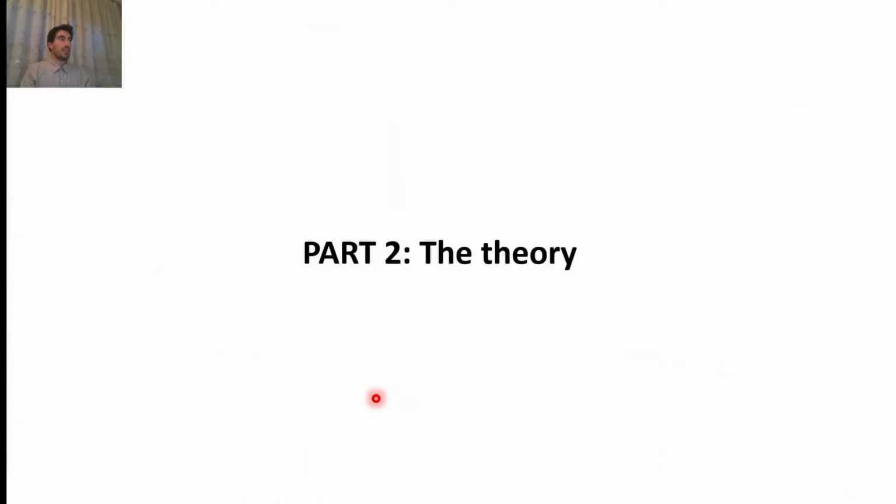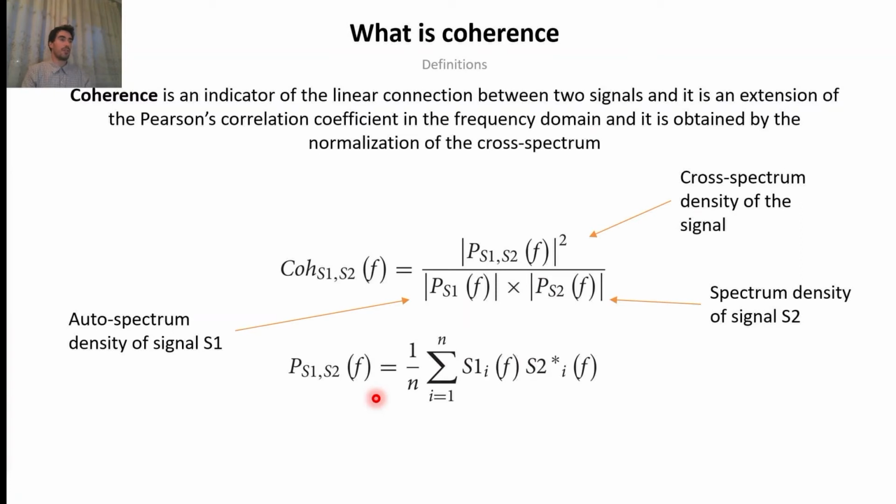So let's dive a little bit into the theory of it. What is coherence? Coherence is an indicator of the linear connection between two signals, and it is an extension of the Pearson's correlation coefficient in the frequency domain. It is obtained by the normalization of the cross spectrum.